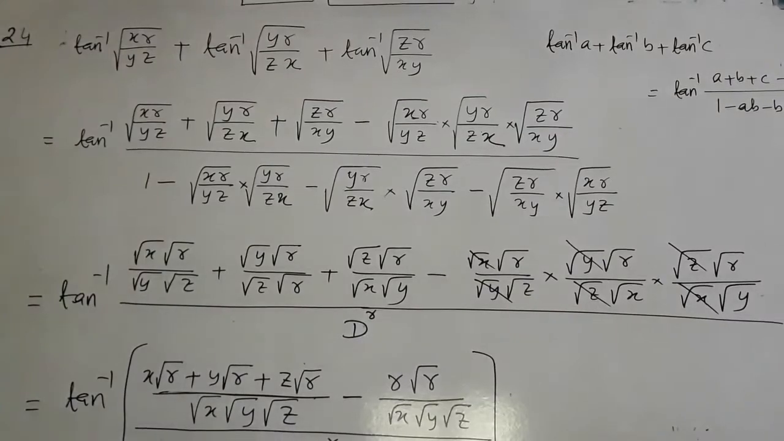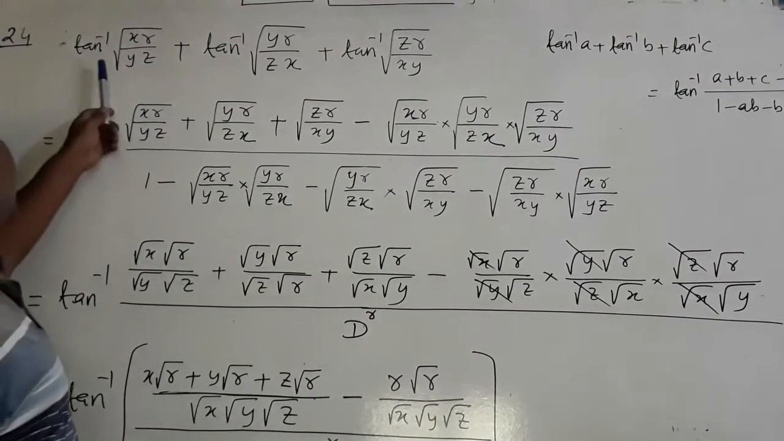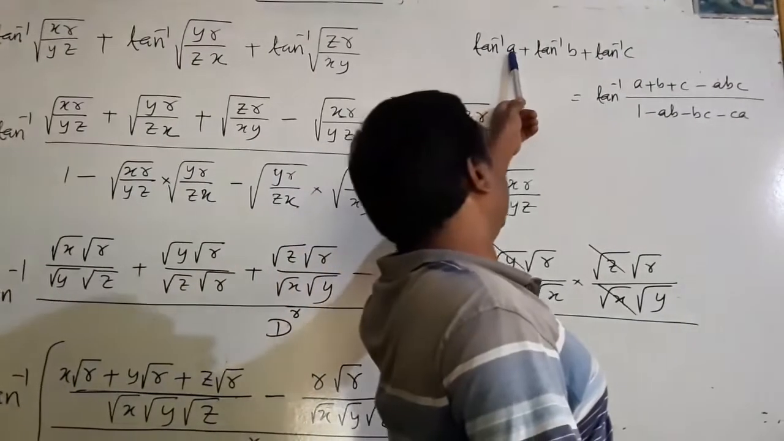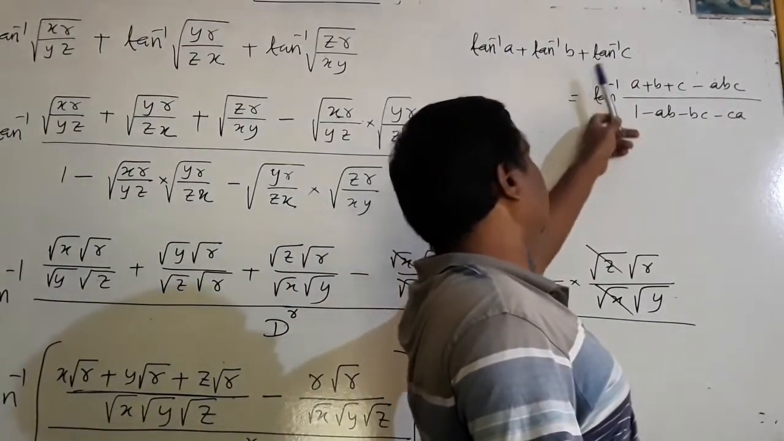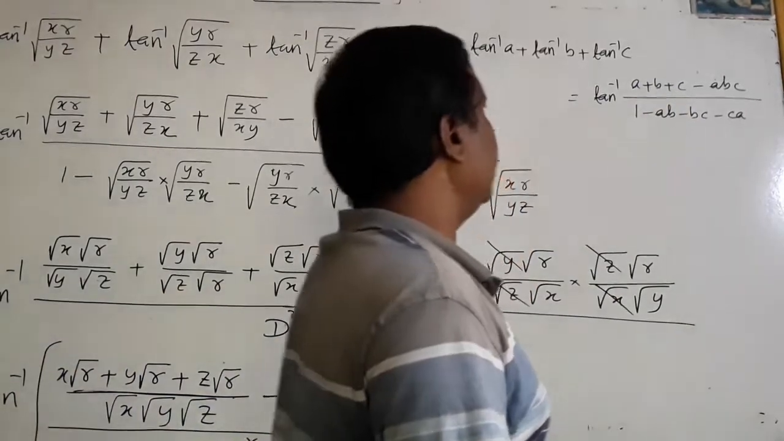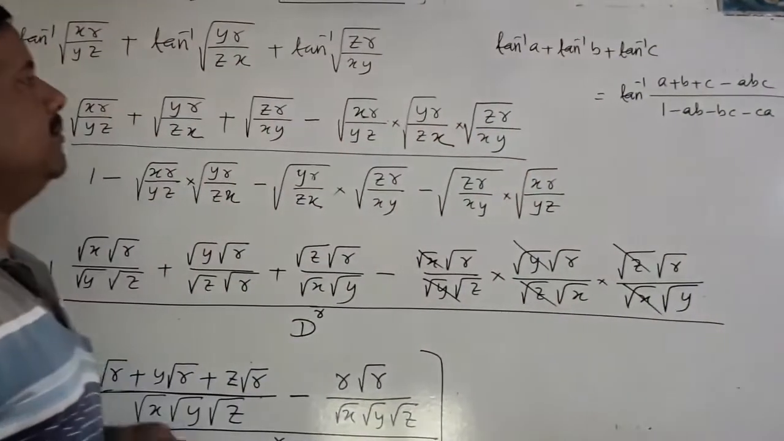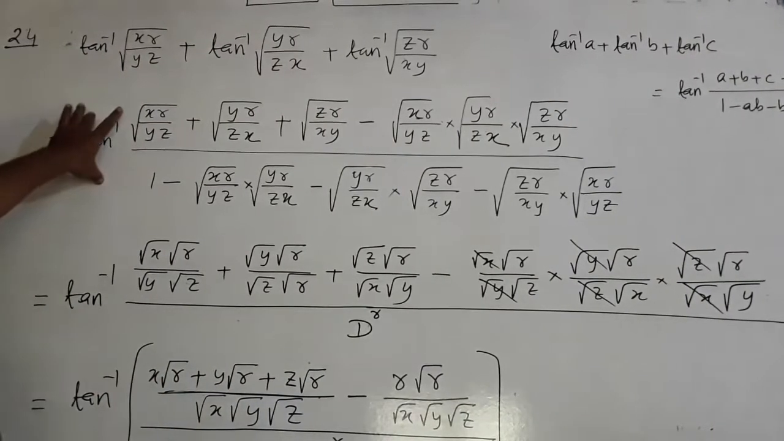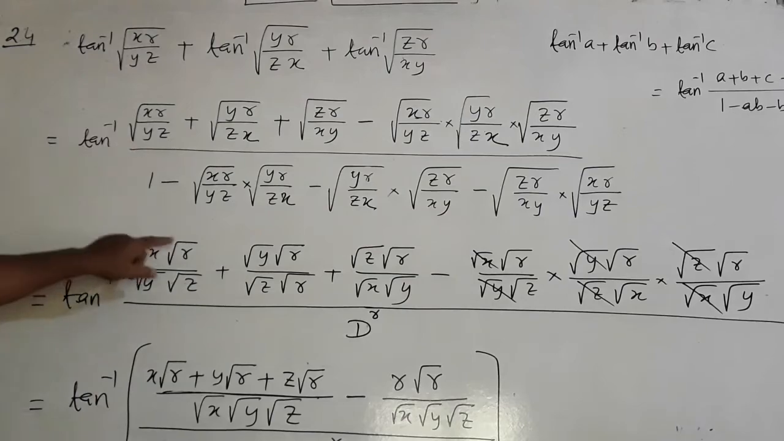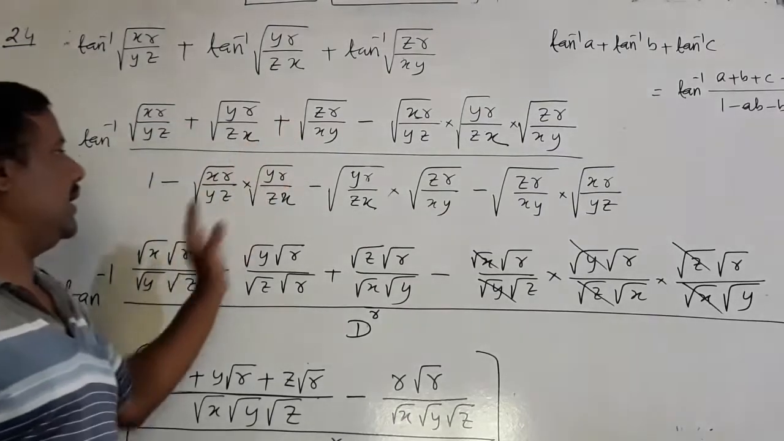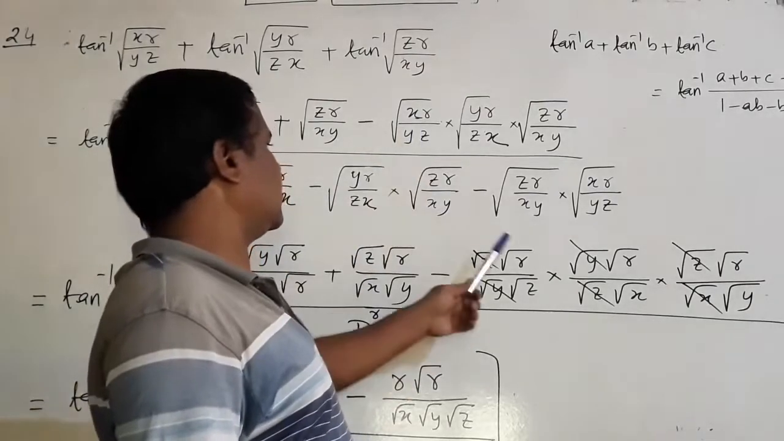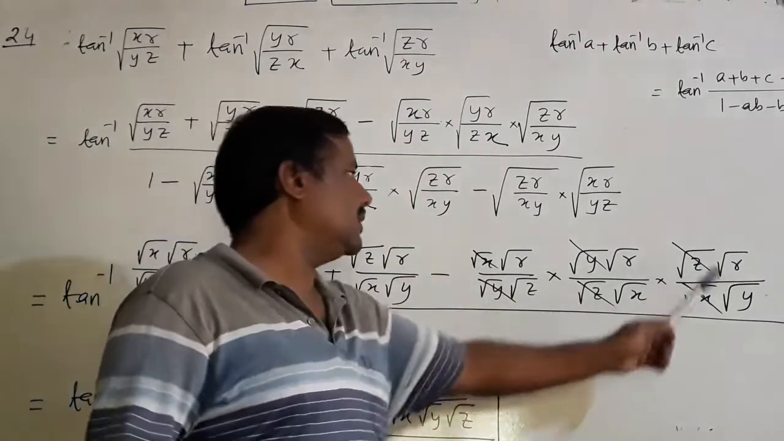In problem number 24, you apply the formula tan inverse x plus tan inverse y plus tan inverse z. Tan inverse a plus tan inverse b plus tan inverse c is tan inverse of a plus b plus c minus abc divided by 1 minus ab minus bc minus ca. Apply that formula here. I am writing, and then do it by root x root y. Everything you separate. I am separating it, and in this it is root x, root r, root y, root z. I am doing all things.